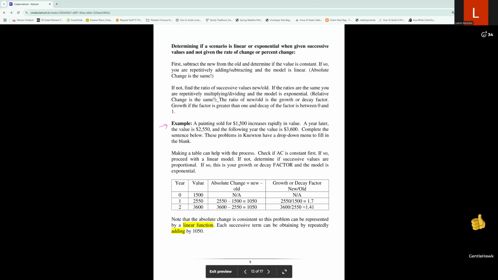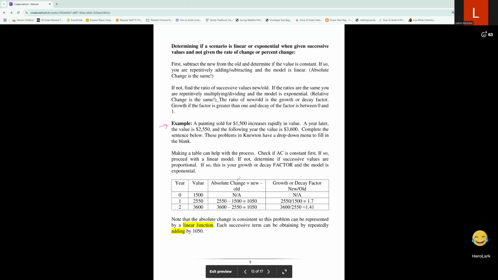So it says a painting sold for 1,500 and increases rapidly in value. 1 year later, it's now worth 2,550. The following year, so that'd be another year in the future, it's now worth 3,600. Complete the sentences below. That's these parts down here. Now, they're going to have drop-down menus for some of this, but let's look at this.